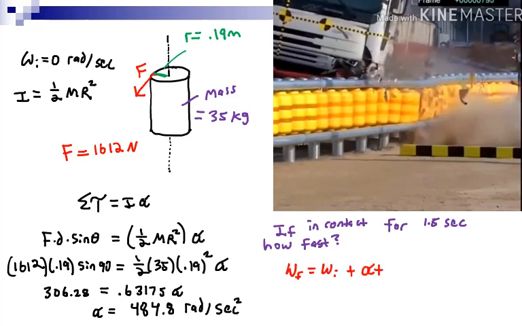All right, so we can use one of our kinematic equations, and we should get 727.2 radians per second as how fast it would be moving after that time period.